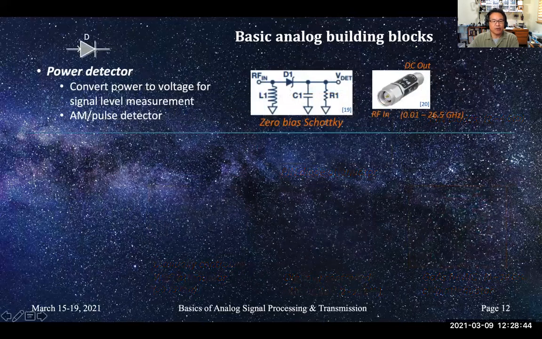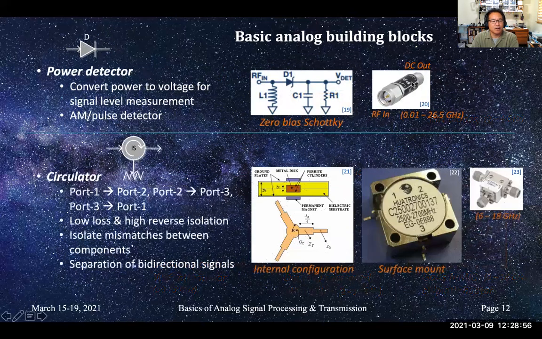Next item is a power detector. Just as it sounds, an RF, radio frequency signal comes in on the left, and out comes a proportional DC voltage. We use this to measure power within our circuits.